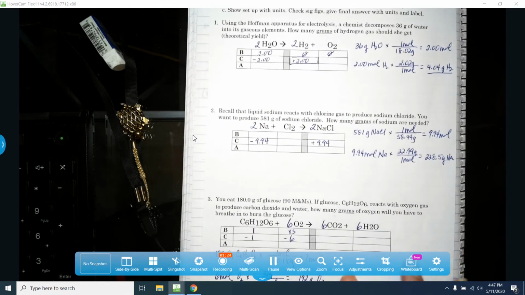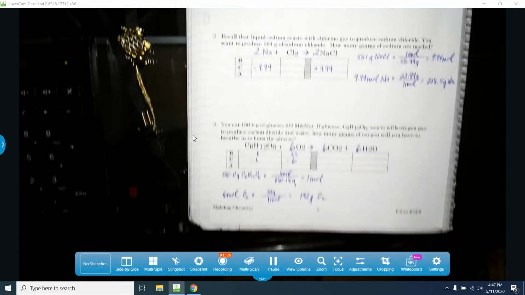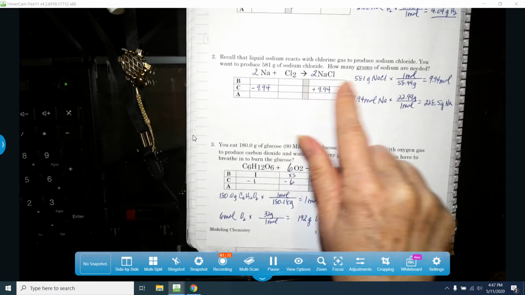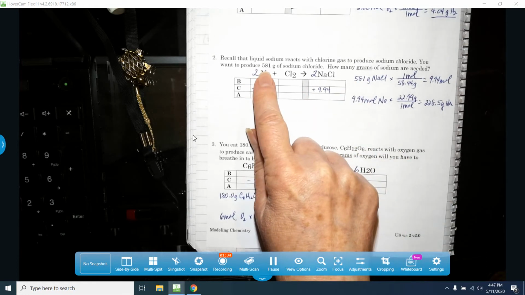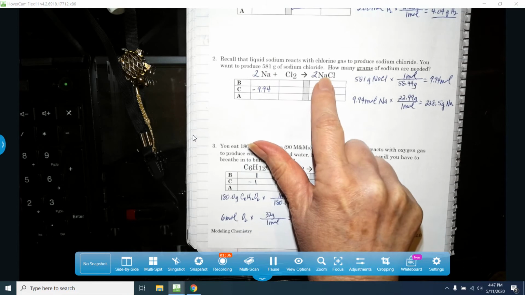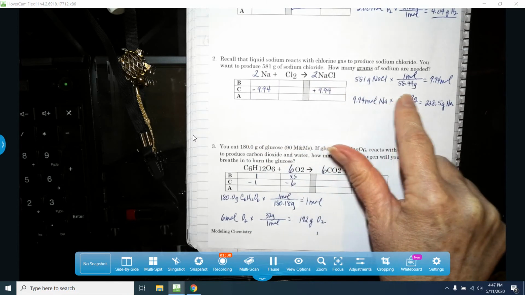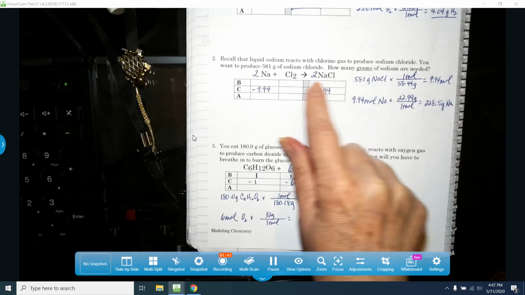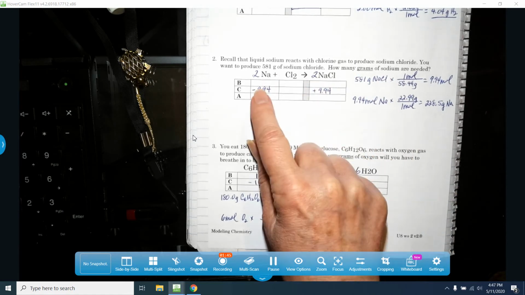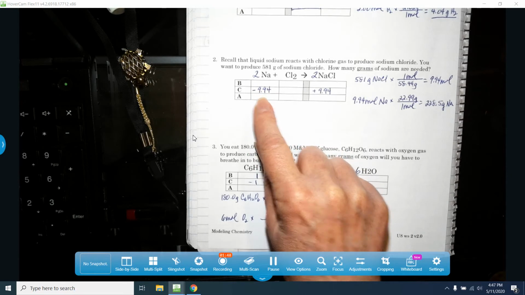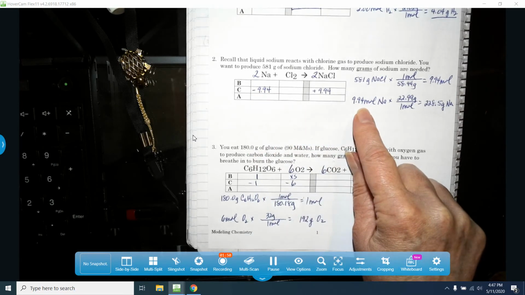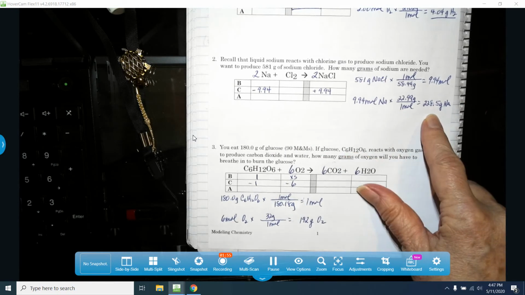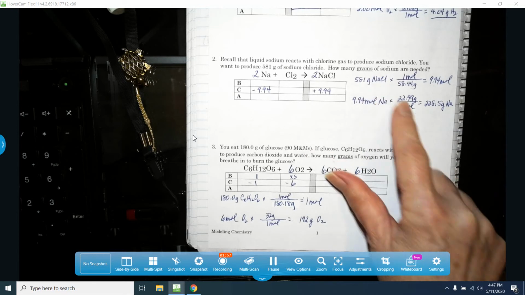And actually number two is also just a theoretical yield problem. So you balance the equation. They say you want to produce 581 grams of sodium chloride. That's this stuff right here. Change that into moles. Okay, that's where it goes. And they're asking for grams of sodium. So that's this. And once again, it's a 1-to-1 ratio, so the same number of moles. So now we're just going to take that, change it into grams using the molar mass. Okay, so the answer is 228 grams of sodium needed.